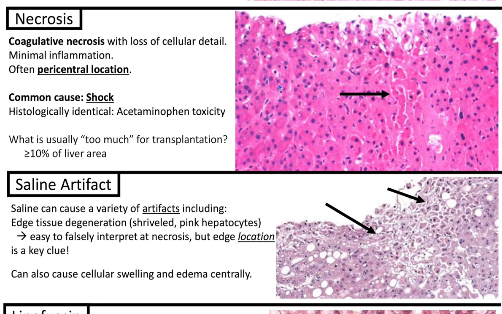Necrosis, you want to look for coagulative necrosis. You'll have loss of cellular detail with minimal inflammation, and it often has a pericentral location. The common cause is shock, and of note, it's histologically identical to acetaminophen overdose. What is usually too much for transplantation? When you have necrosis greater than or equal to 10% of the liver area.